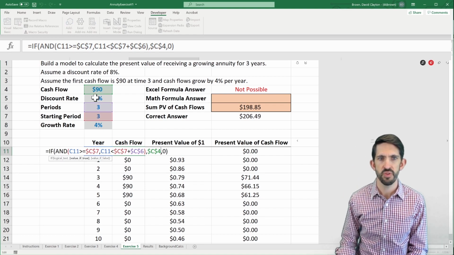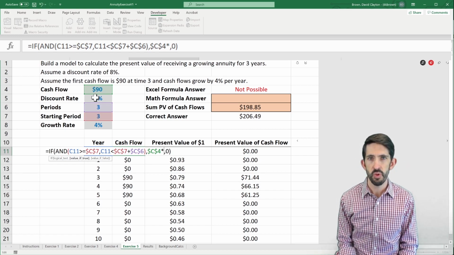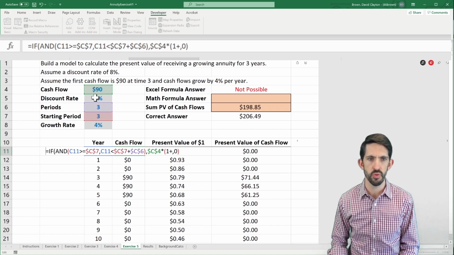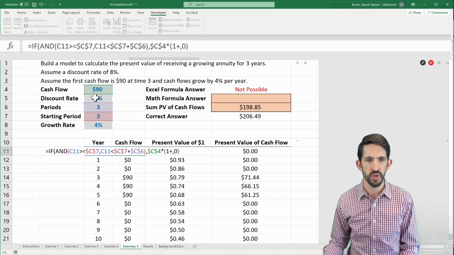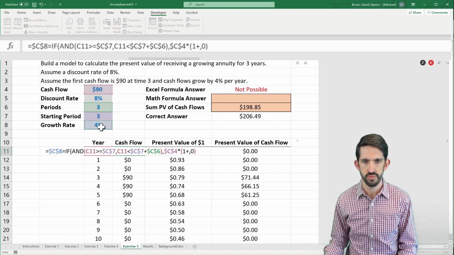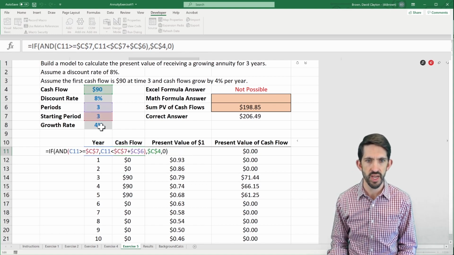Here we have C4, which is where our cash flow is. And now we want to grow it. So we can grow it by multiplying it times 1 plus our growth rate. Our growth rate in this case is our 4%. Make sure you lock that. Whoops, I actually typed it wrong, so I hit escape to get out. Let's go back in.